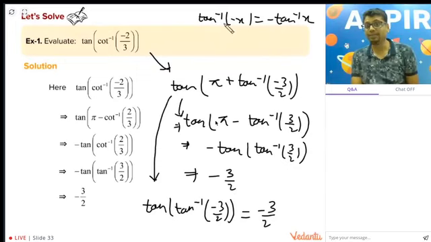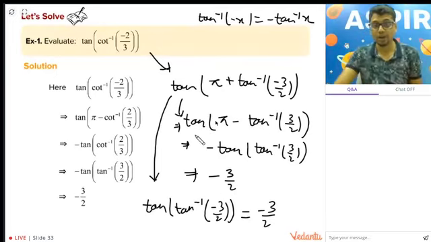Or you can go like this. Tan inverse of minus x is minus tan inverse x. So you do it like this, it becomes this. And tan of pi minus theta is minus tan theta. Like this. All right. Or you can observe this way.